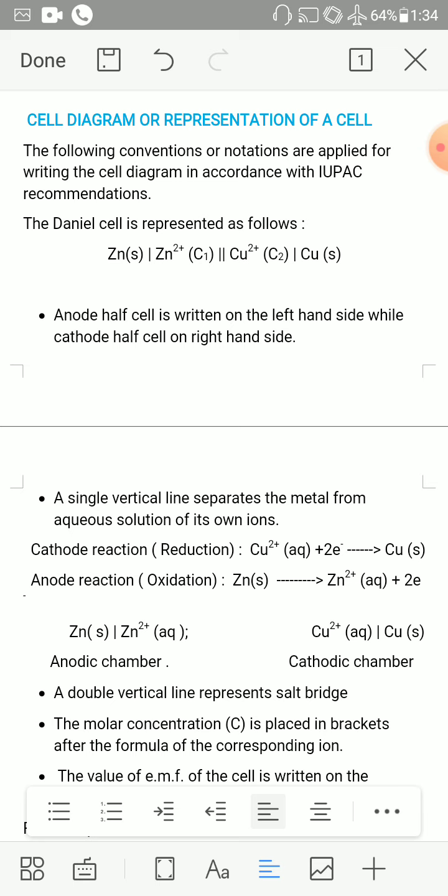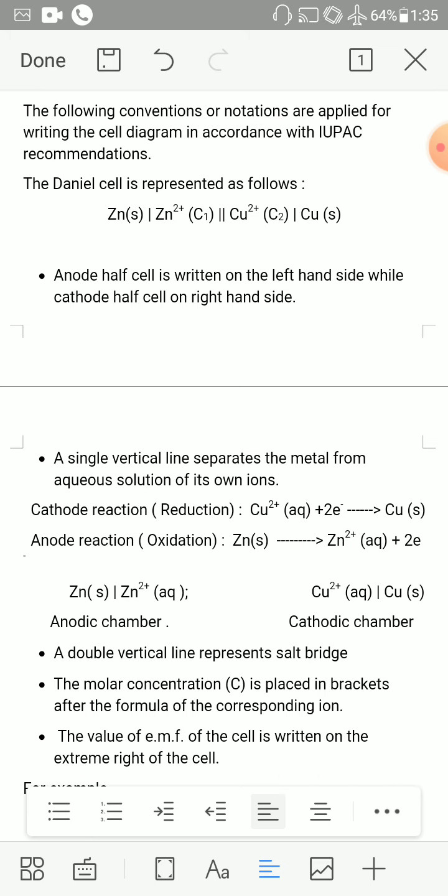And now let's read the rules. First, the anode half cell is written on the left. So here zinc acts as the anode. So zinc, one vertical line, Zn2 plus is the anode. The anode half cell is written on the left hand side, while the cathode half cell on the right hand side. It is all convention. You always have to write the anode half cell on the left hand side, while the cathode half cell on the right hand side.